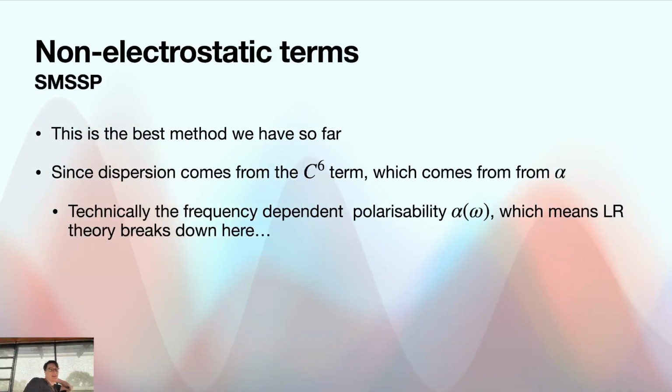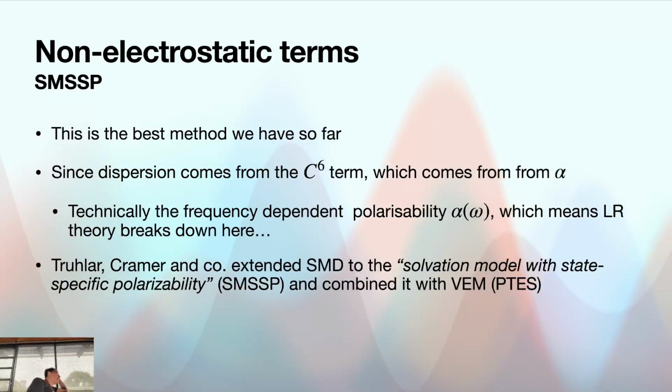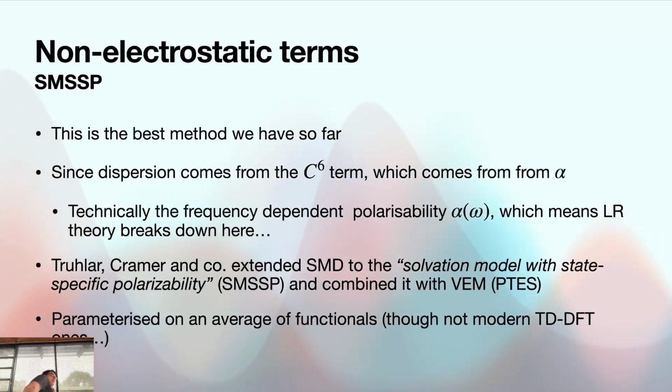Essentially, what we're doing here is Truhlar, Cramer, and co. extended SMD to use the polarizability of the solvent as a scaling factor for the C6 term, using the refractive index of the solvent to get dispersion interactions, which you'll see a lot in all of these methods. They wanted something that was pretty generally applicable, so they parameterized this on the average of a bunch of different functionals, though none of them were modern TD-DFT ones, so not the best in that regard.